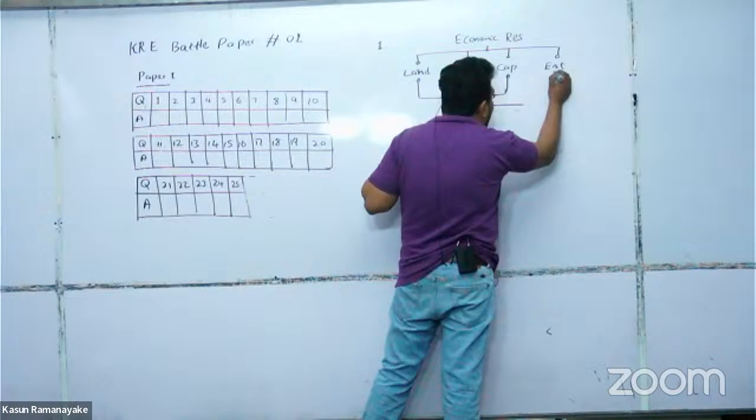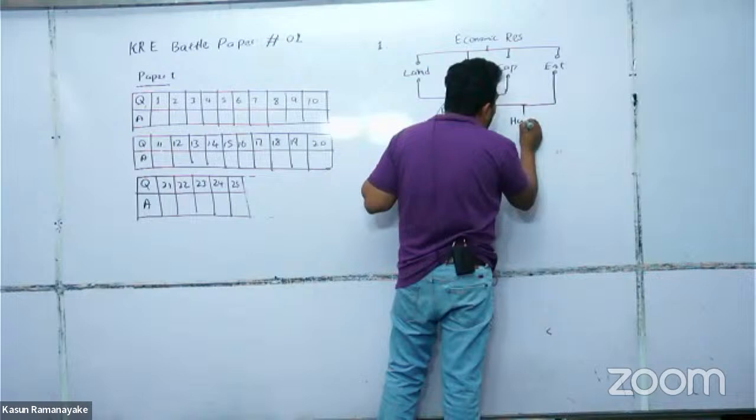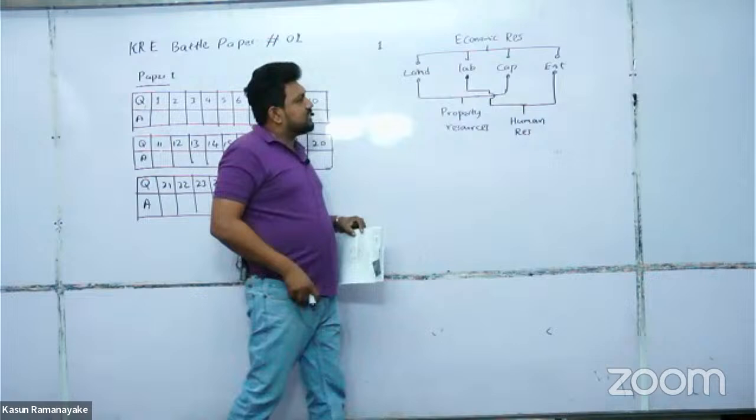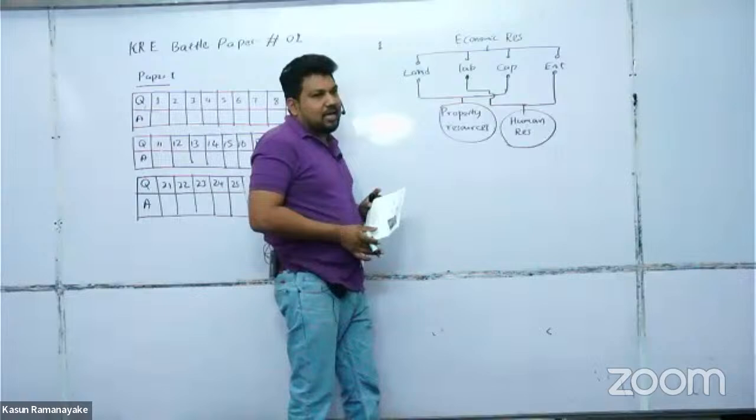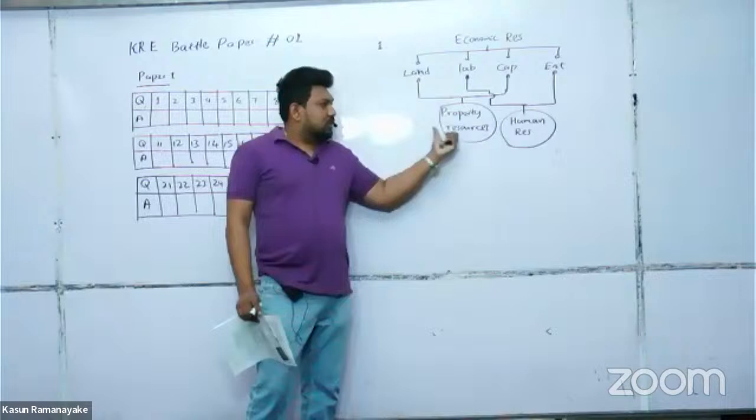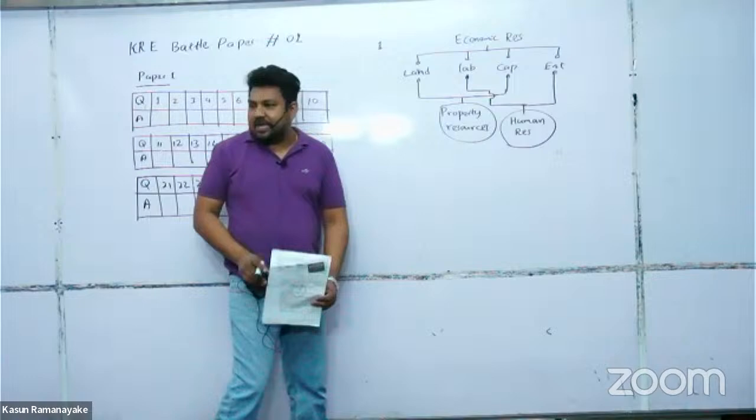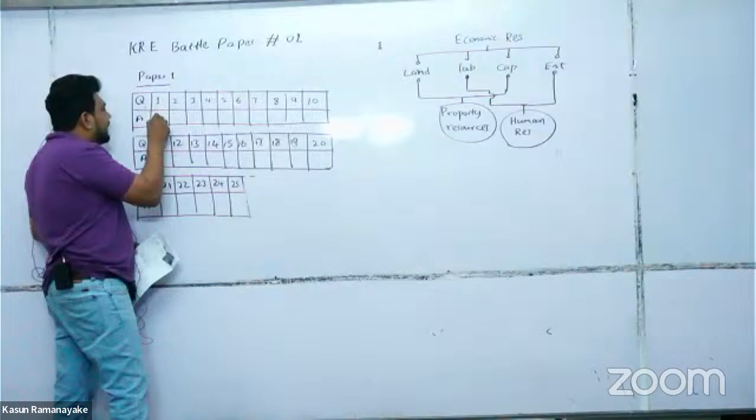And also, labor and entrepreneurship are coming from whom? It is coming from humans. Therefore, we identify those as the human resources. Can you understand? Therefore, if you want to classify the economic resources into two, you can use property resources and human resources. I have given you in the tute this kind of a diagram also to identify this. And because of that, your answer has to be the fourth one. Here, put the fourth answer.